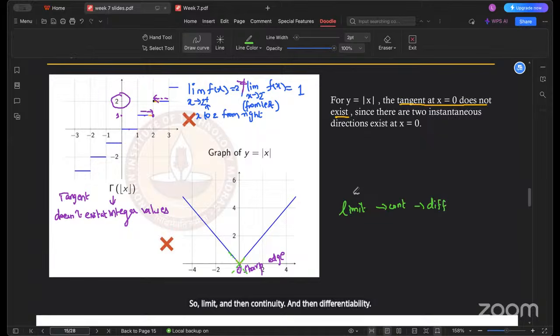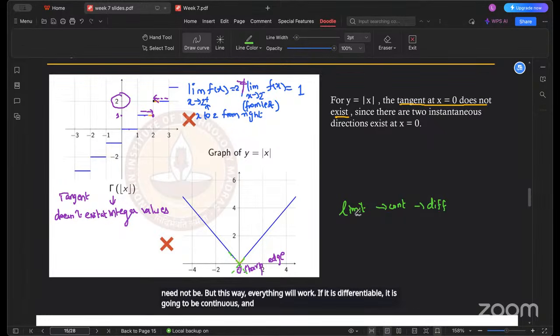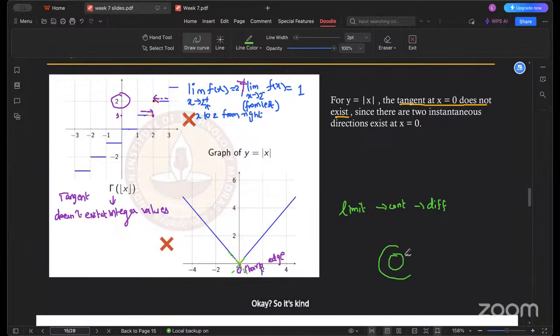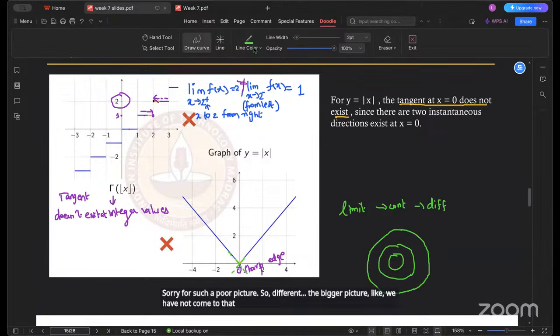Limit can exist, but continuity need not. Continuity can be there, but differentiability need not. But this way, everything will work. If it is differentiable, it is going to be continuous and the limit is going to exist. It's kind of circles like this. You can clearly see that differentiability is the bigger circle. Sorry for such a poor picture. So the bigger picture, we have not yet come to that point where I can explain everything.